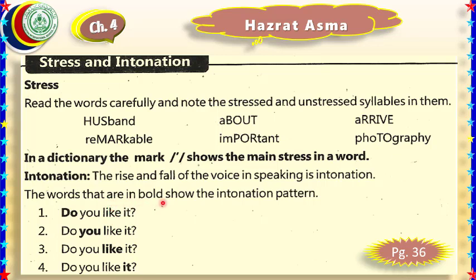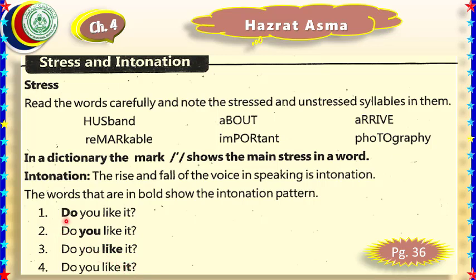The words that are in bold show the intonation pattern. If I read number one, how shall I read? Do you like it? Now I shall read number two. Do you like it? Now number three. Do you like it? Now number four. Do you like it? Here, do is pronounced loudly. In sentence number one, you is pronounced loudly. In sentence number three, like is pronounced loudly. In sentence number four, it is pronounced loudly.